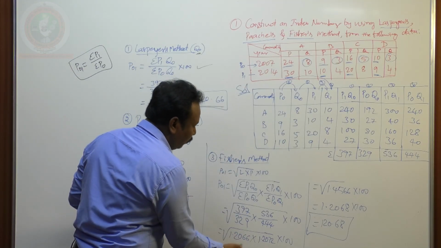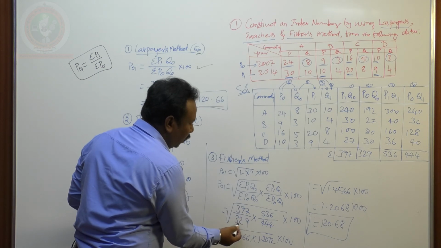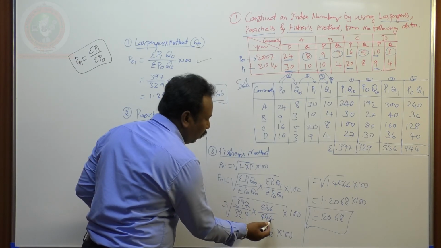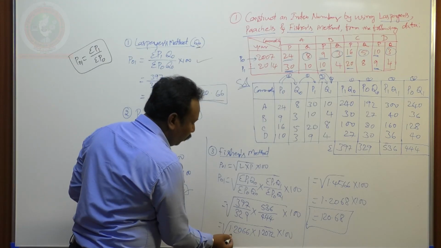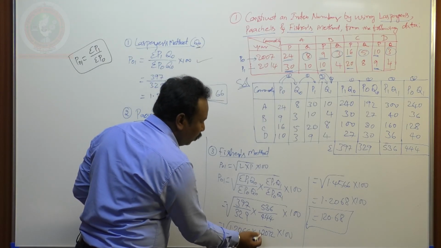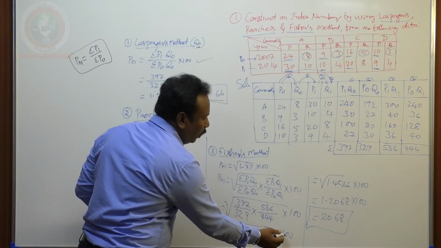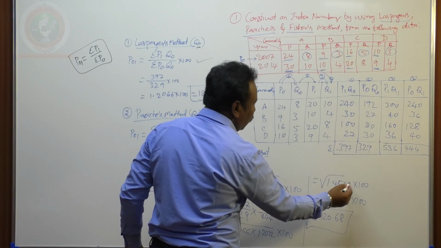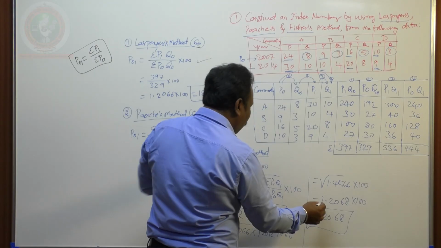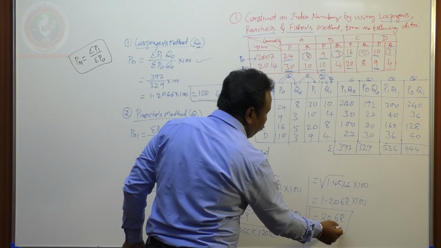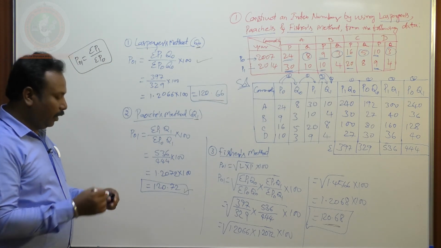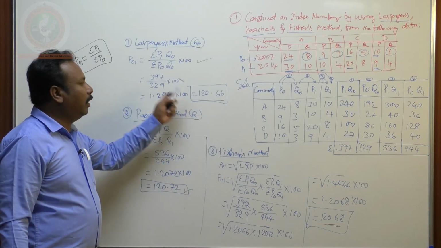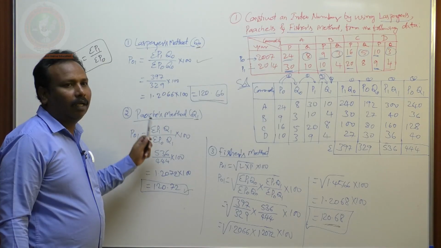So, apply this: 397 divided by 329 into 536 divided by 444 into 100. Simplify this, 1.2066 into 1.2072, multiplied with 100. Square root of multiplication of these two, 1.4566 into 100. Cancel the square root, that is 1.2068 into 100. So, finally, we get 120.68 as the index value under Fisher's method. So, this is the case and problem under the Laspeyres', Paasche's and Fisher's index methods.